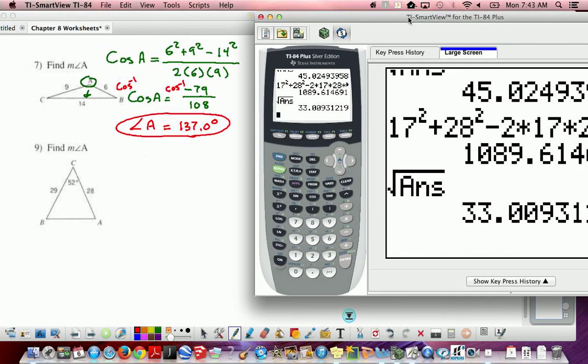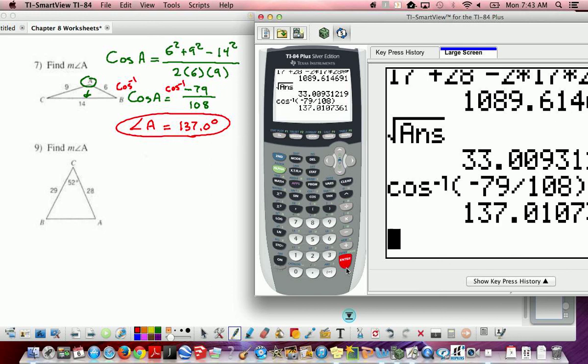To show you that, I take out my calculator here. Since I'm finding an angle, we're doing the inverse trig functions. So second cosine of negative, you've got to use that negative sign down there. Don't use the subtraction sign, which I know some of you still might do. It gives me my angle, 137.01, to the nearest tenth, 137 degrees.